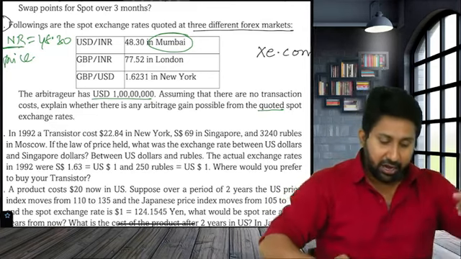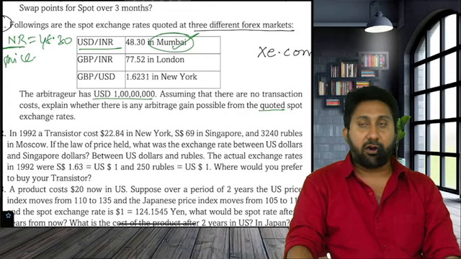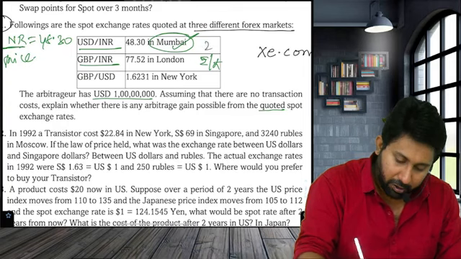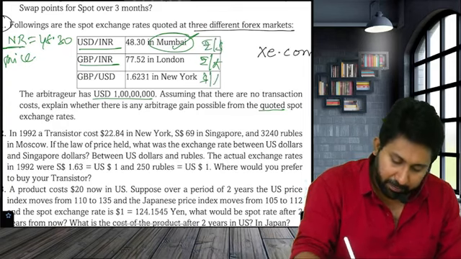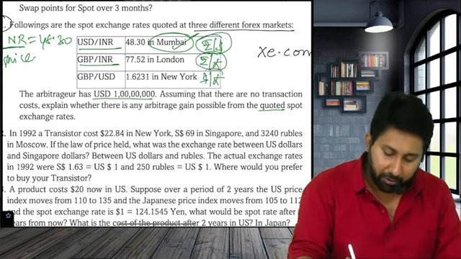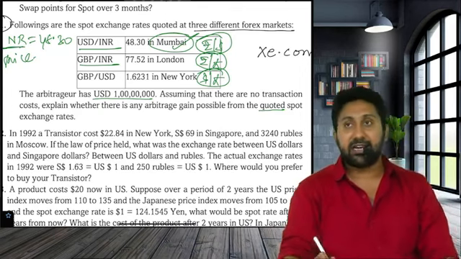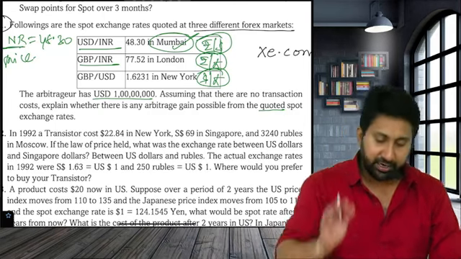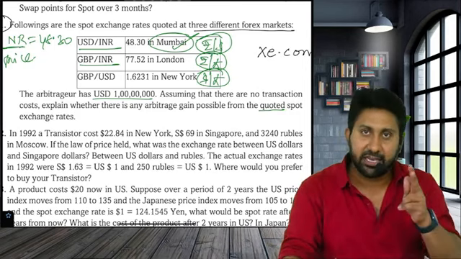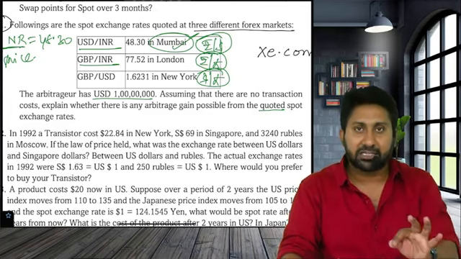Likewise, dollar and INR is available at 48.3 in Mumbai. GBP INR, how to understand this? Rupees by pound, rupee by dollar, and dollar by pound. Rupee by dollar is given, dollar by pound is given. 3 exchange rates are given in this particular question. Now listen, we will calculate a cross currency quotation. Cross currency quotation between whom and whom? Whenever a question is given, first we need to understand it properly.